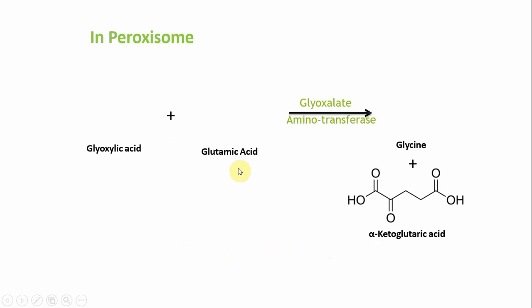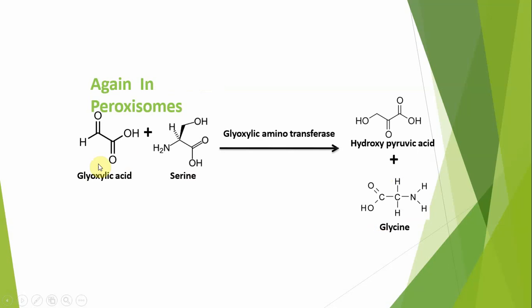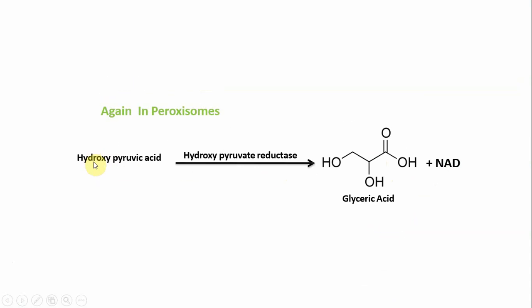Glyoxylic acid plus glutamic acid forms glycine and alpha ketoglutaric acid. Glycine moves into mitochondria, where it is decarboxylated and converted to serine, and a molecule of carbon dioxide and ammonia is released. Again the serine enters peroxisome and it is converted to hydroxypyruvic acid and glycine. This hydroxypyruvic acid is later reduced to glyceric acid.